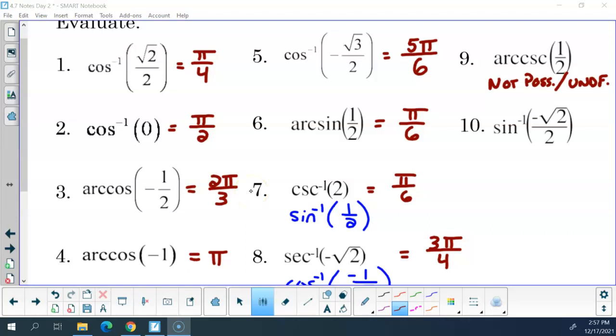Right side, because we're sine, right? Right side of the unit circle, where is sine negative root 2 over 2? Negative pi over 4. Because again, sine is that goofy one. It's gotta be in that negative pi over 2 to pi over 2 range. So this is negative pi over 4.